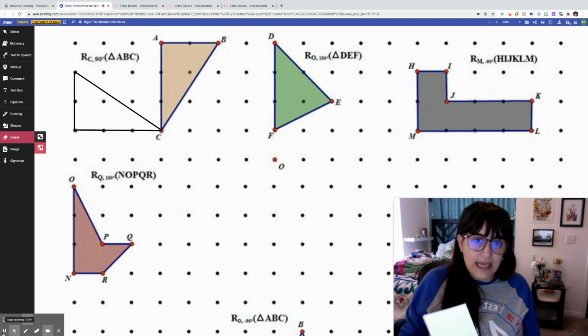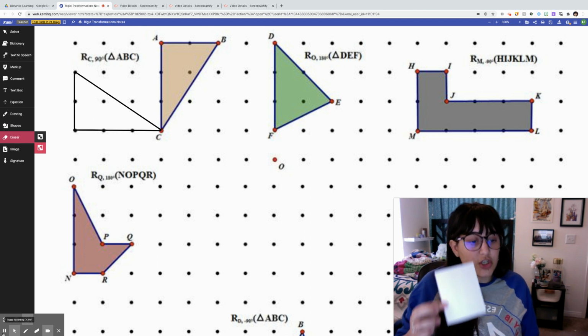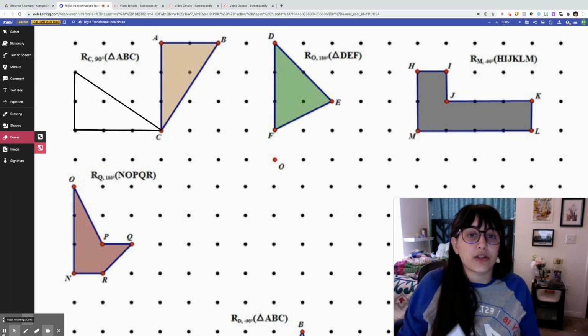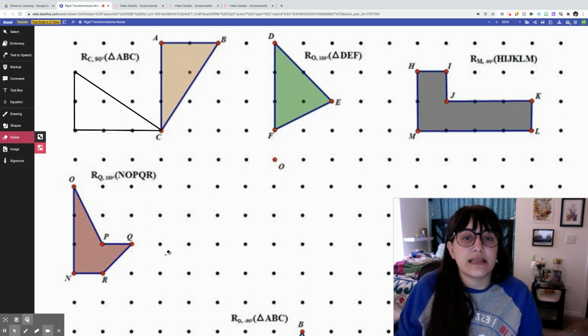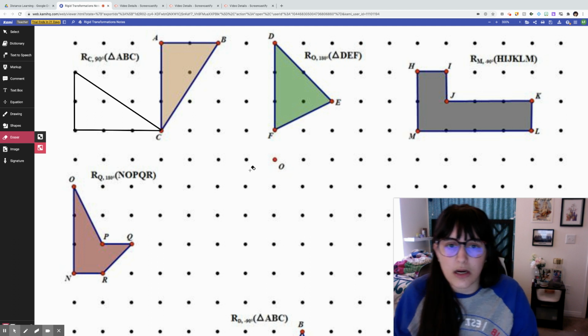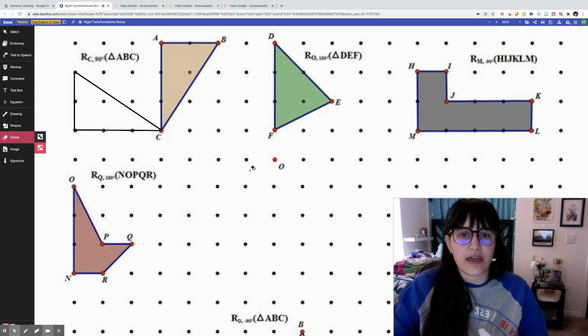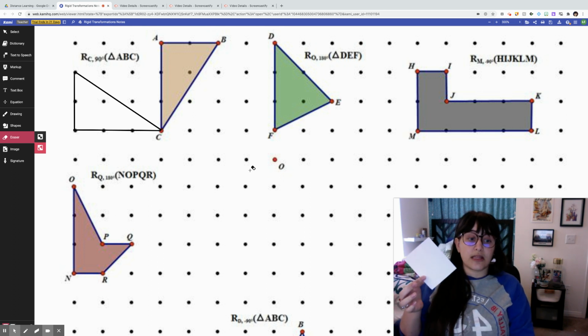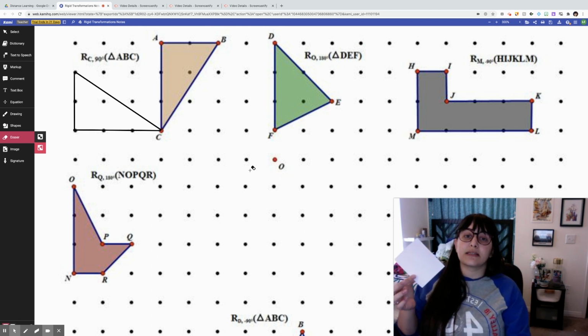When you're tracing, you want to trace both the shape and the point that you're rotating around. In this example, I'm rotating around point O, which is right here. So I need to make sure that when I draw this, let me uncap my thing here. Again, if you're doing this, please, please, please be careful.